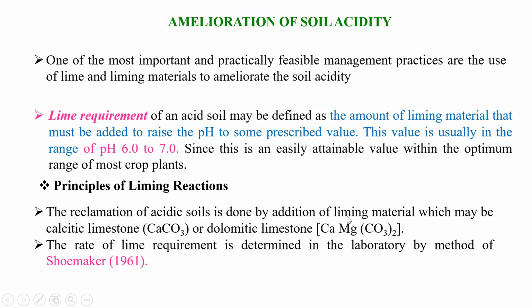The lime requirement of acid soil is given by the scientist Shoemaker in the year 1961. The lime requirement is mainly met by the addition of liming material, that is calcite or dolomite.